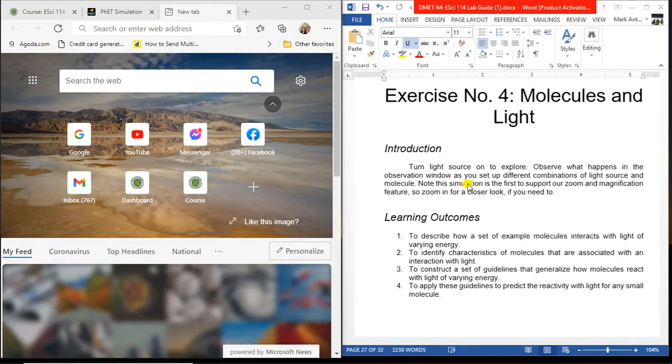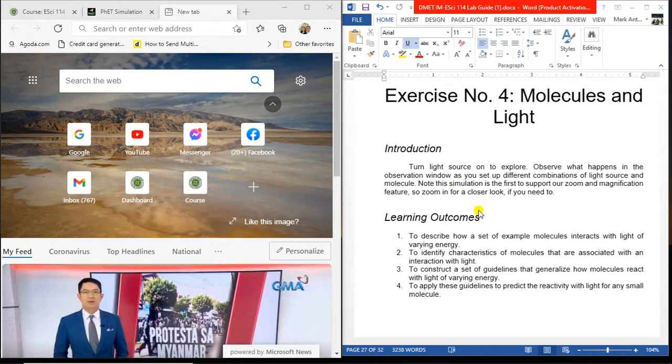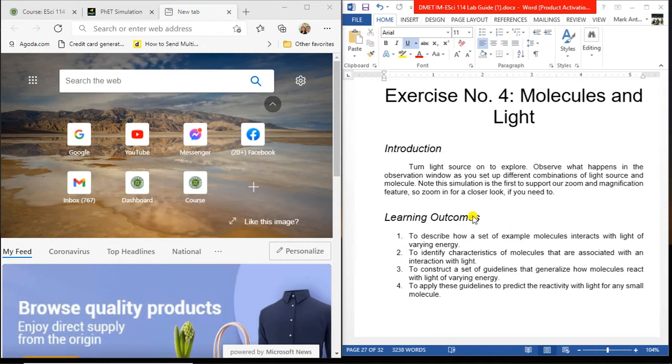Good day everyone. So karon tudloan ta mo unsaon pag-perform ang laboratory exercise number 4 for our physics. So ang title ani is molecules and light.